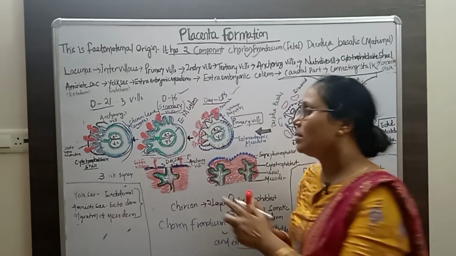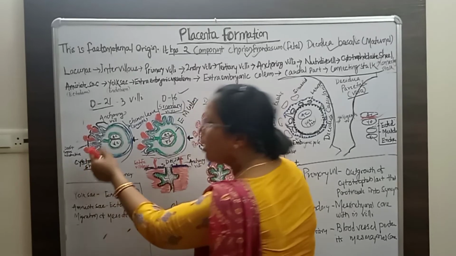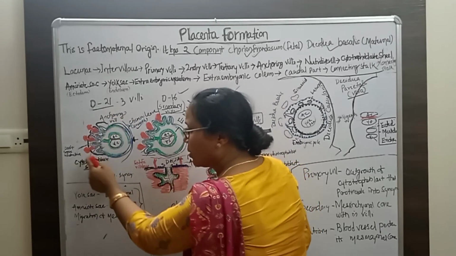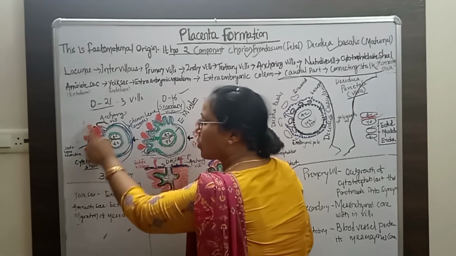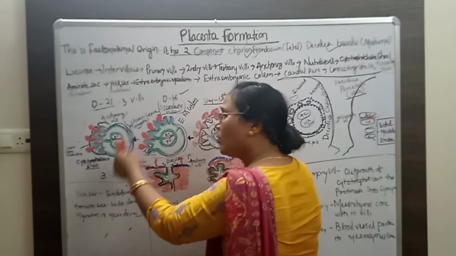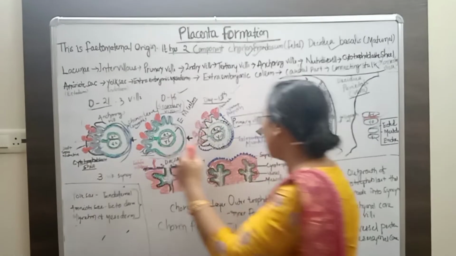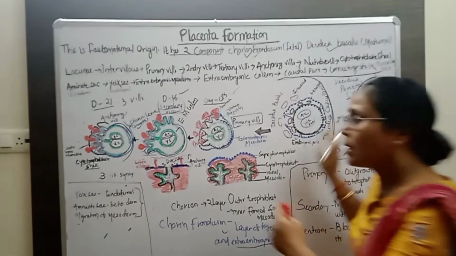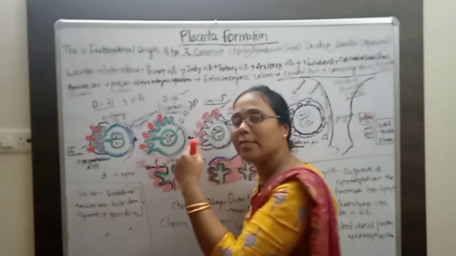Now this bushy-like structure, the long development of the villi, is developed in the area called the chorionic frondosum. Some villi also develop in the area of the decidua capsularis, but compared to this one, the development of the villi is less.